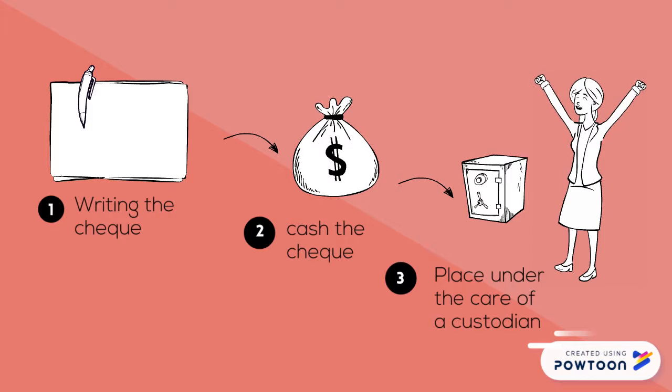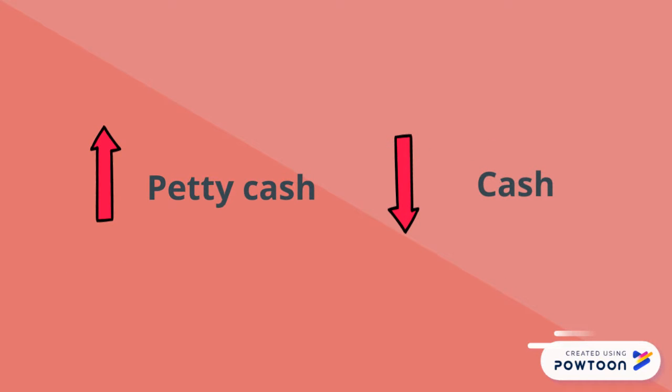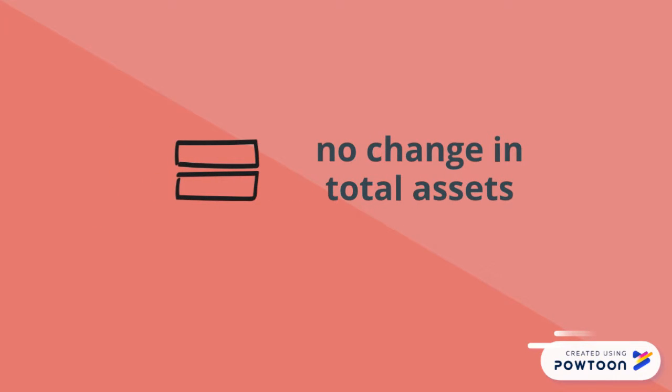On April 1st, Business A cashes a $150 check to establish a petty cash fund. This entry increases petty cash and decreases cash. However, it is important to note that there is no net change in total assets as the cash has been designated to the fund but is still with the business.